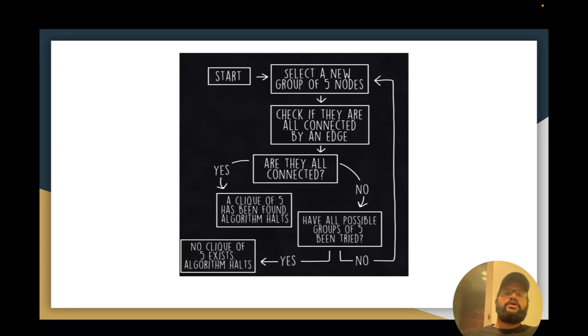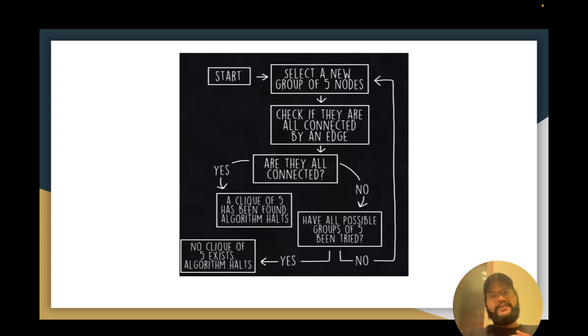So let's design a brute force algorithm to select how nodes work, to see how we go about this problem just on basic instinct. Suppose there are n people and we have to select a group of 5. Every time we select a group of 5, we check if they are all connected by an edge or not. If they are connected, you have got a clique of 5, you exit.